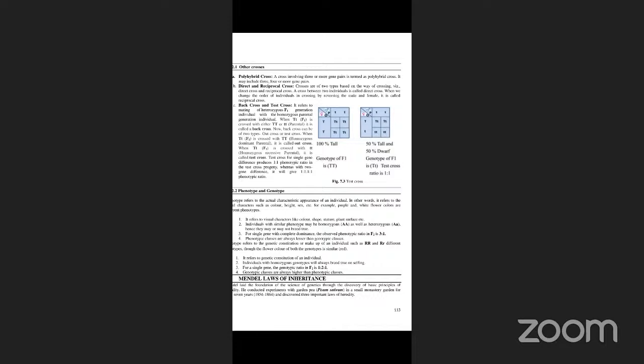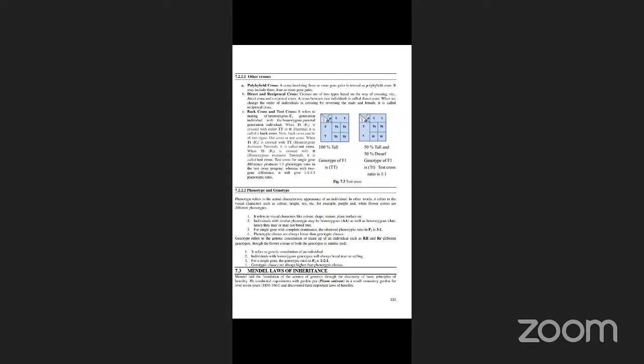For a single gene with complete dominance, the phenotypic ratio will be 3:1. That is called complete dominance. There are some exceptions; if they are in your syllabus, we will discuss those also, so you don't have any confusion here. Completely, that allele is dominant over the other allele, so in such a case the phenotypic ratio will usually be 3:1. That means if there are four individuals, three will be tall and one will be dwarf, like that. And the phenotypic classes are always fewer than the genotypic classes.